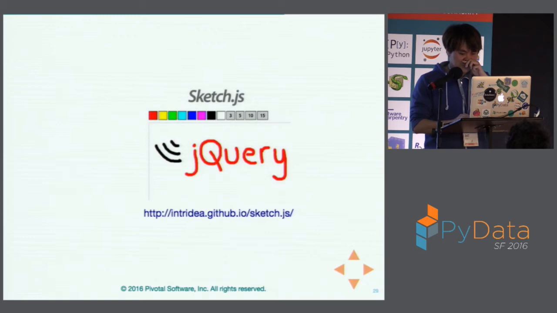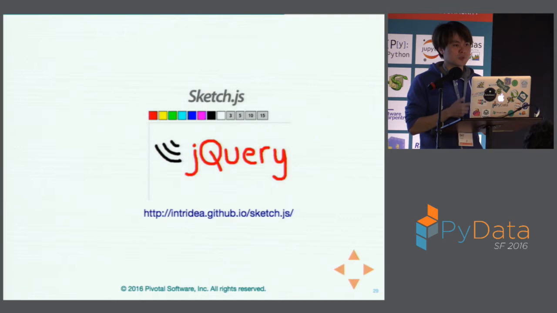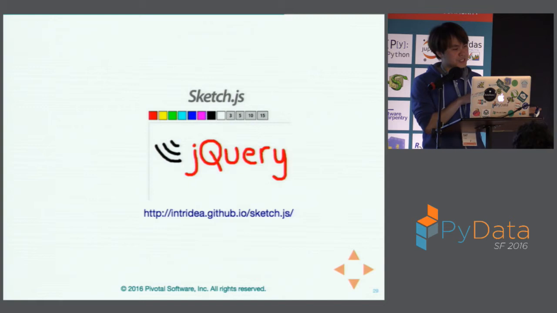For the sketchpad, a colleague of mine, from a labs colleague, worked on that. She was using sketch.js, which is a simple canvas-based drawing tool for jQuery, to create the sketchpad. It consumes from the prediction API. And to serve the application, we were using Sinatra, which is written in Ruby.